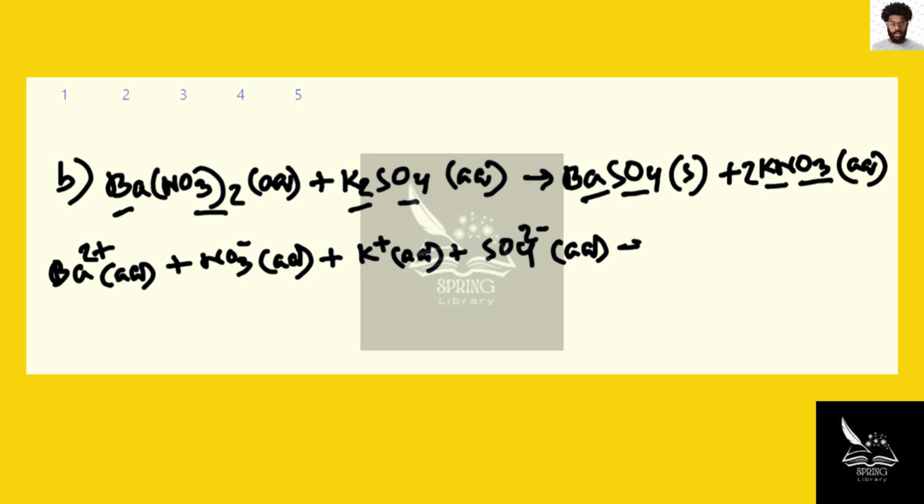And finally, the product side, barium sulfate being insoluble, it will be in the solid form. And then we will have 2 of the potassium ions and 2 nitrate ions.